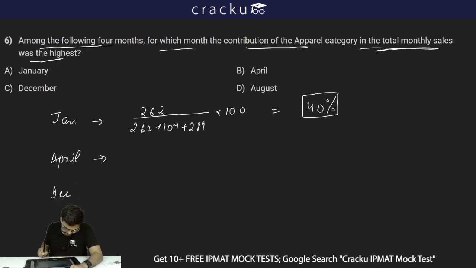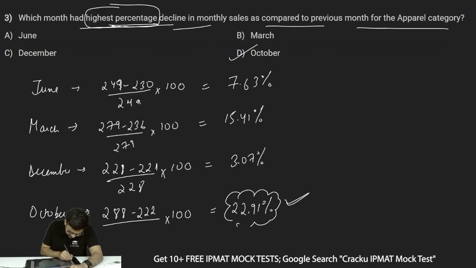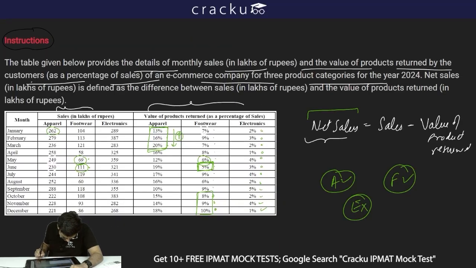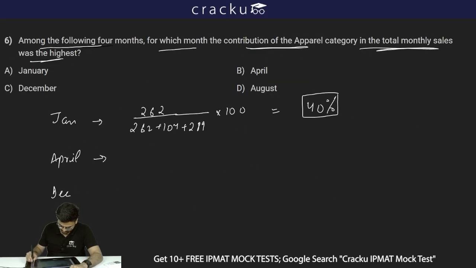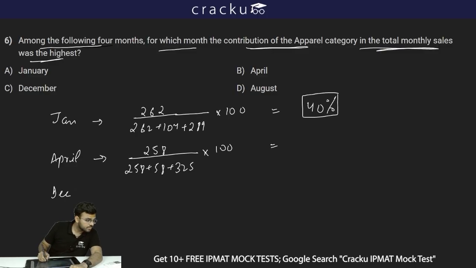Now in April month, we'll go back to the table again. So for April, the apparel contribution is 258 and total is 258 plus 58 plus 325. So this is equal to 258 divided by 258 plus 58 plus 325 into 100. This will be equal to 40.25%.